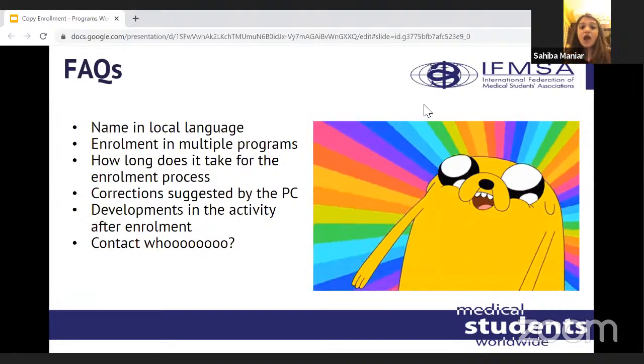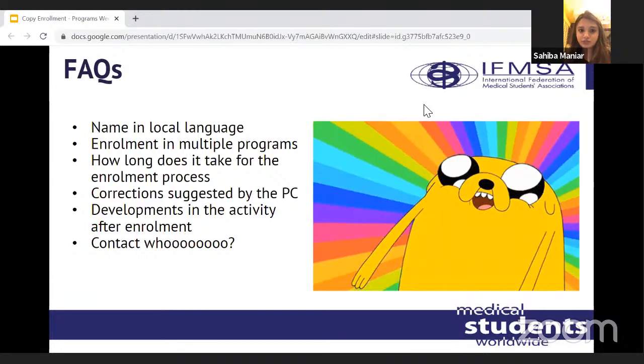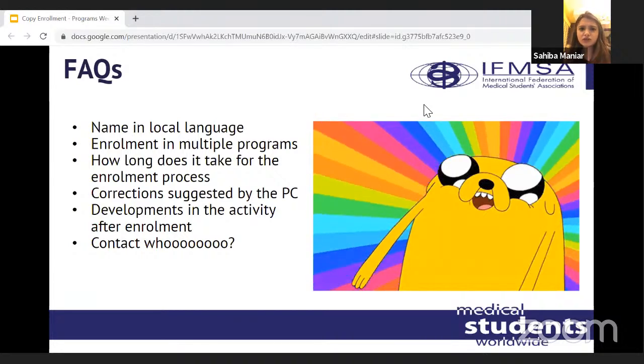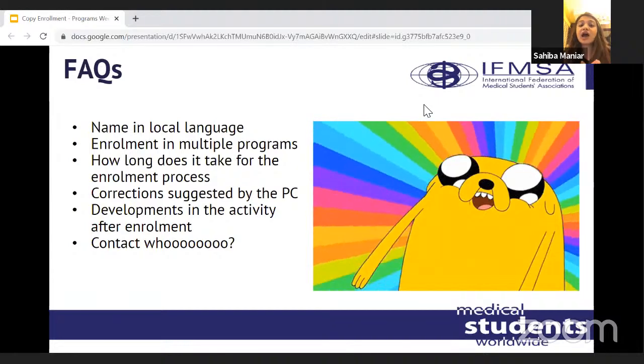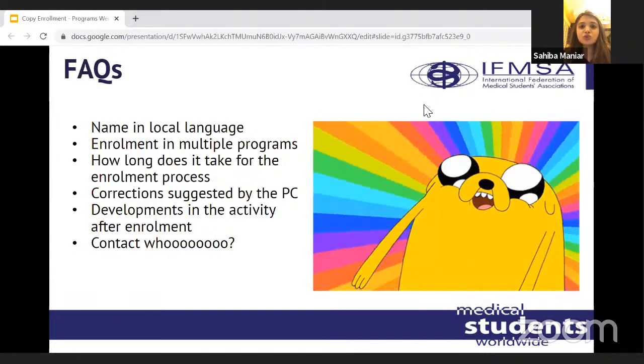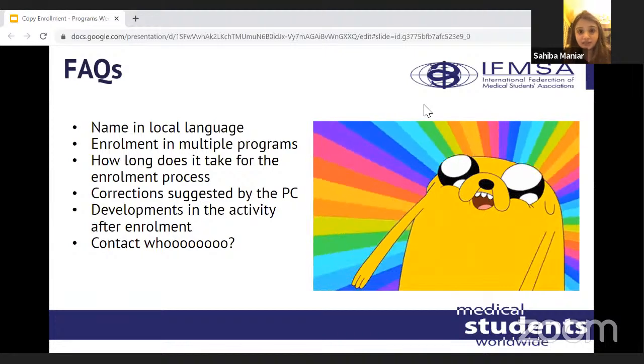The next one, how long does it take for the enrollment process? So most commonly, our program coordinators refer to the enrollment sheet every 10 days.